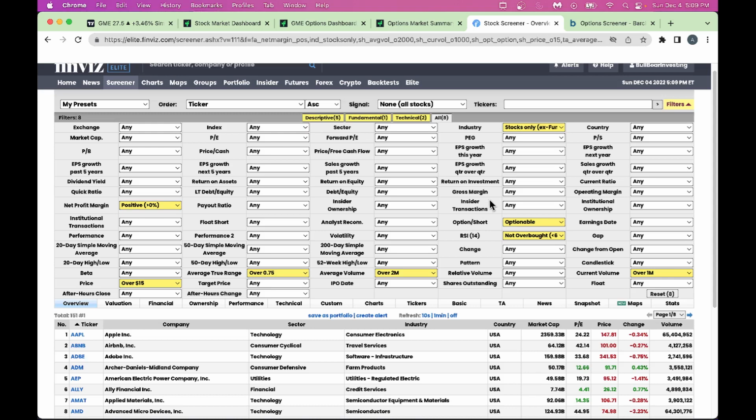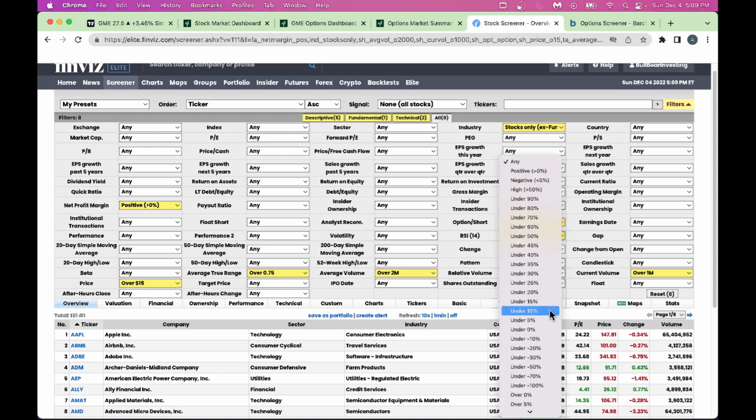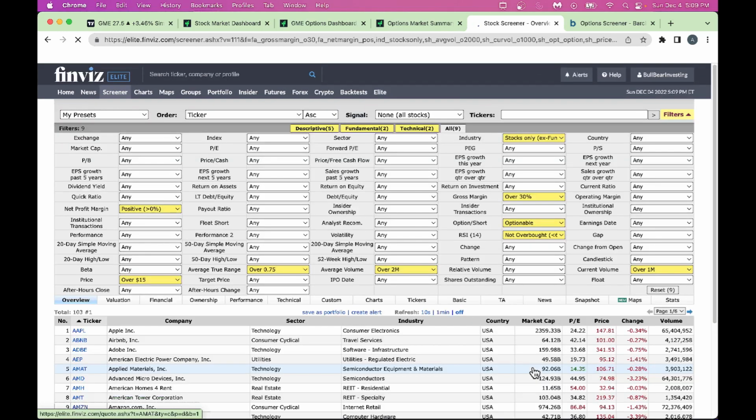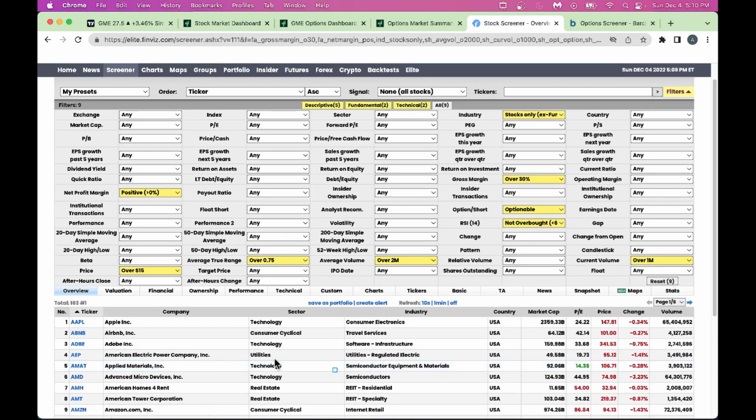Look, we got gross margin. Gross margin is one of the important things that you can look at. Many times a lot of companies have got no gross margin. I would say stay with a respectable gross margin. I say go over 30. That way you get good stocks that you can buy call options on in this case. Now we are into 103 stocks, as you can see here, and these are the good stocks.